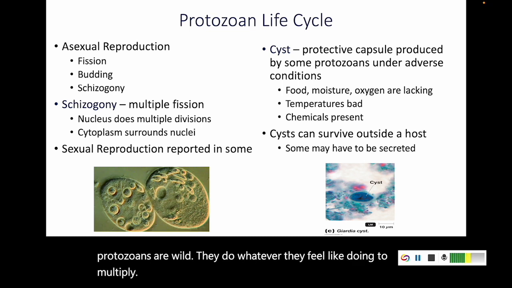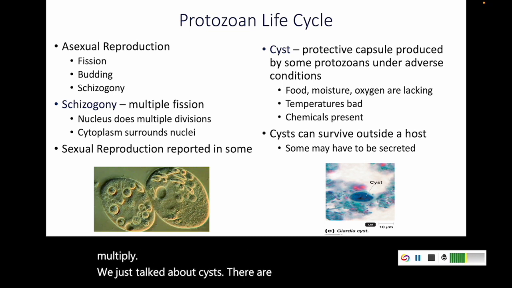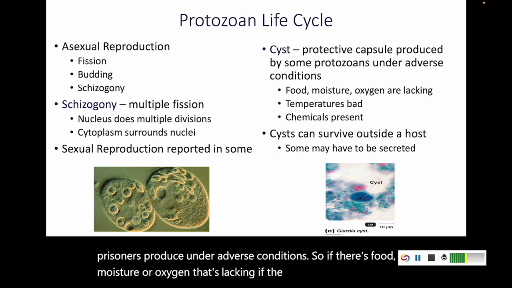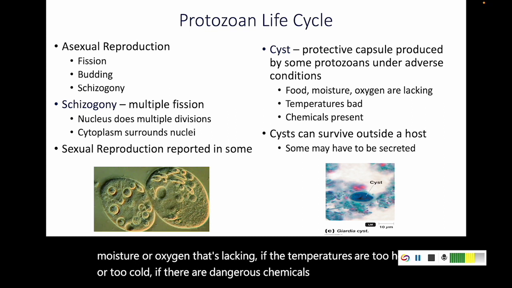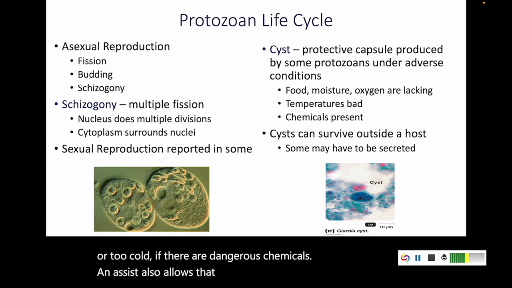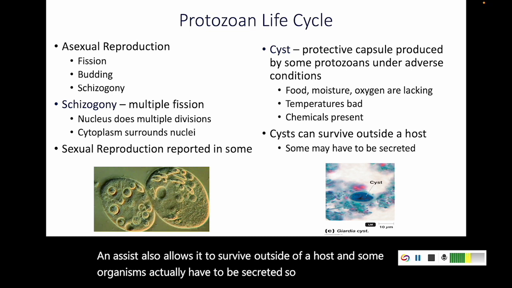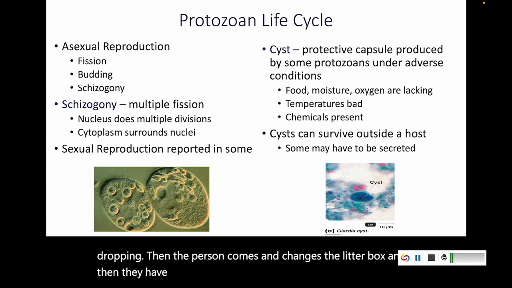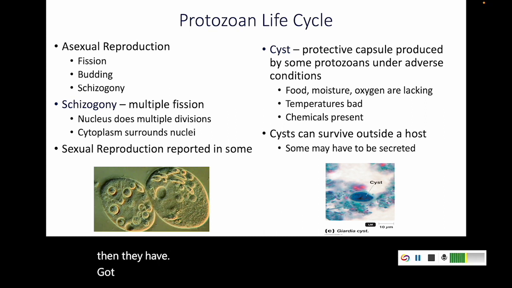We just talked about cysts. They're a protective capsule that some protozoans produce under adverse conditions. So if there's food, moisture, or oxygen that's lacking, if the temperatures are too hot or too cold, if there are dangerous chemicals. And a cyst also allows it to survive outside of a host. And some organisms actually have to be secreted. So it's left in a cat dropping, then the person comes and changes the litter box, and then they have gotten that protozoan cyst into their body.